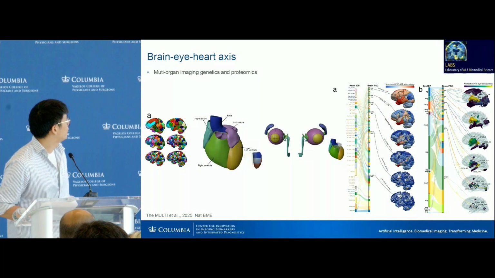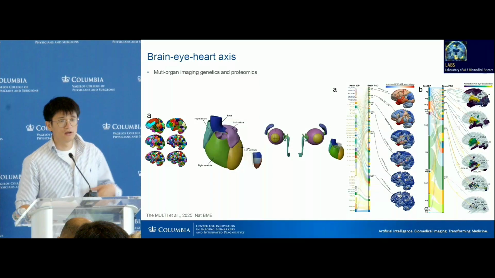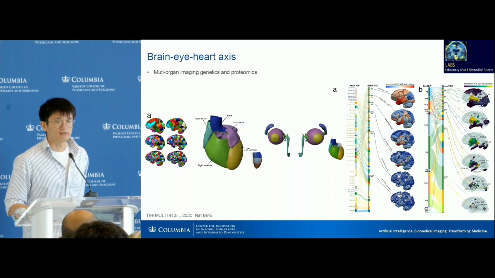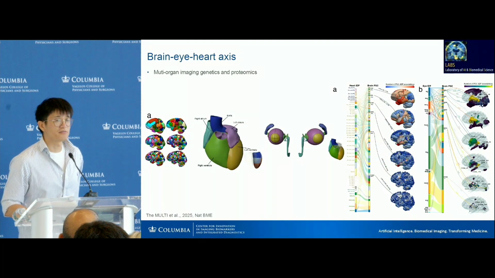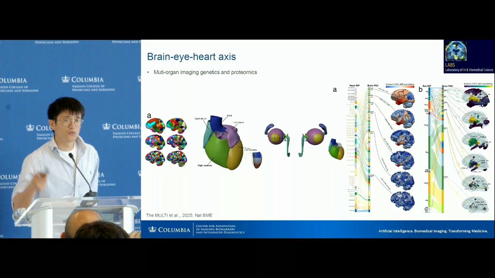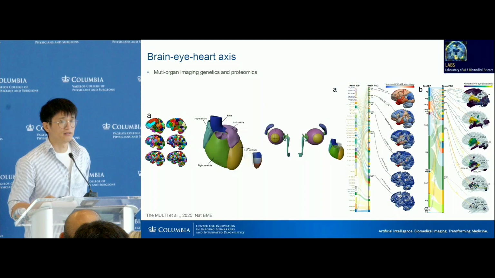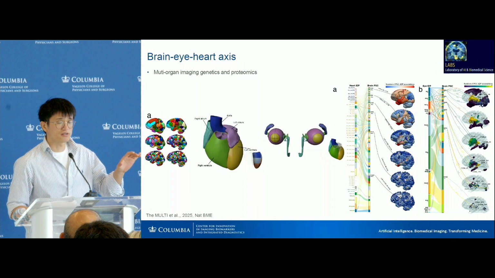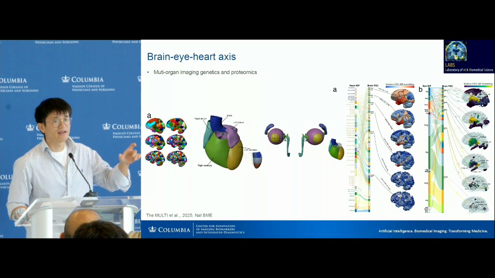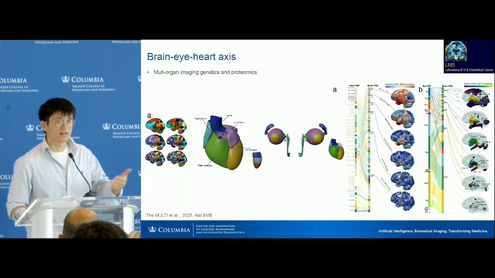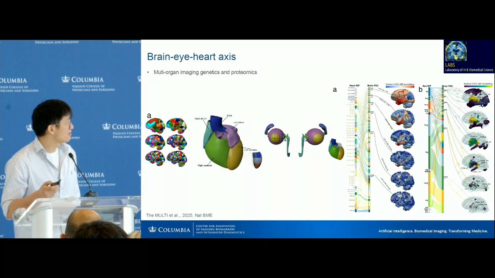In this paper, we leveraged large-scale MRI data from the heart, the brain, and also OCT data, and using machine learning and AI, tried to derive data-driven imaging features at the three different organs, and link them by imaging, genetics, and plasma proteomics data to provide more molecular insights into the cross-organ interactions.